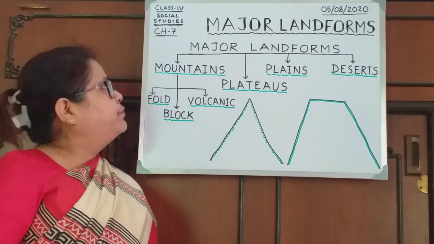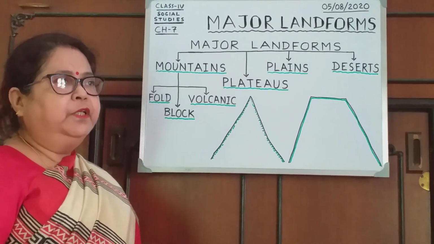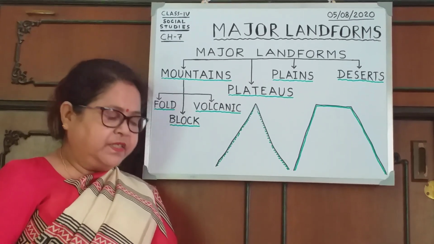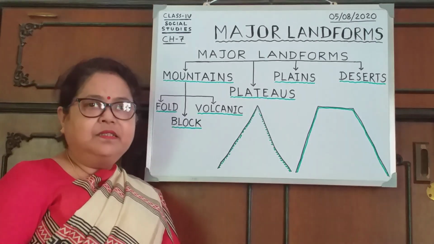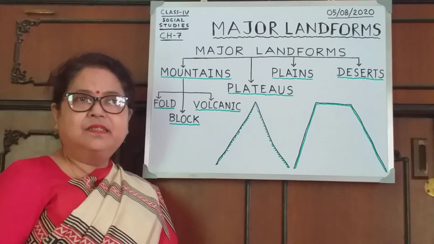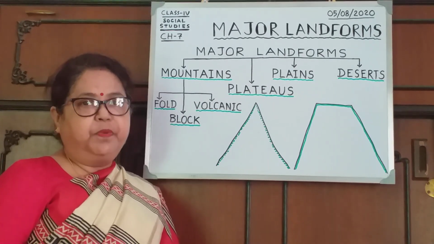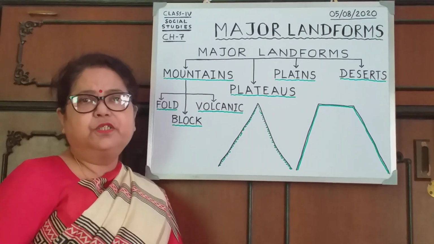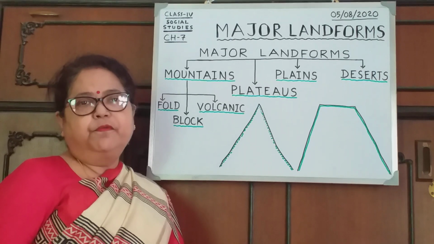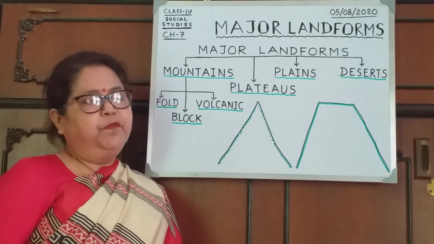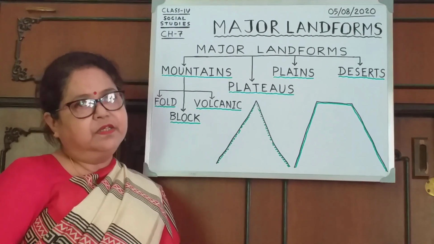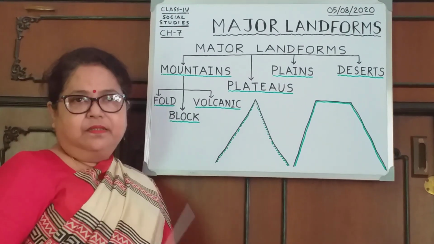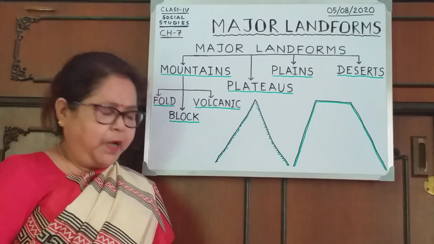Okay. Now first tell me, do you know what are landforms? Landforms are physical features on the earth's surface like mountains, hills, plateaus, plains, deserts. Now some natural processes such as weathering and erosion of soil are responsible for the formation of these physical features, these landforms.